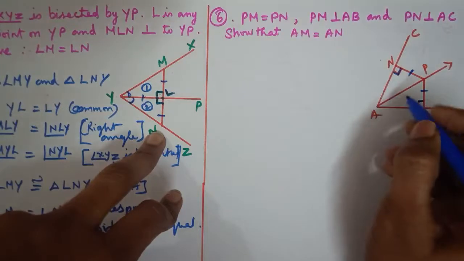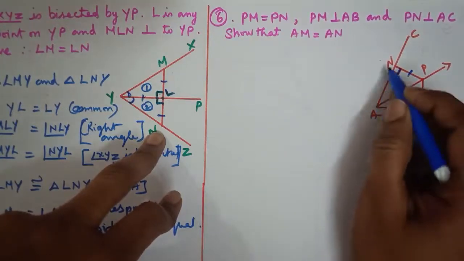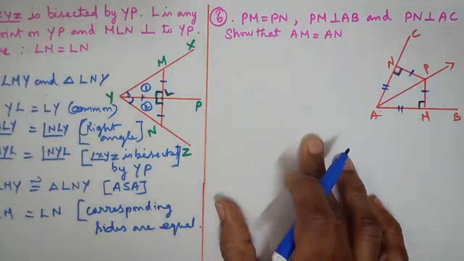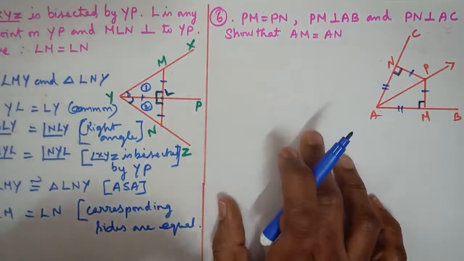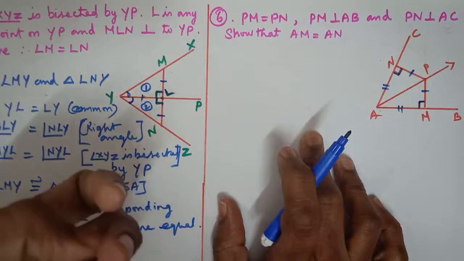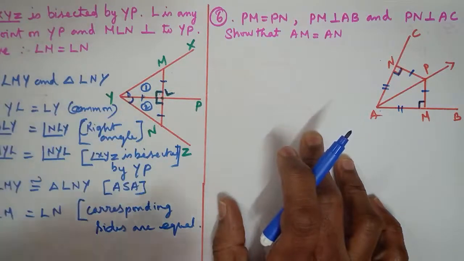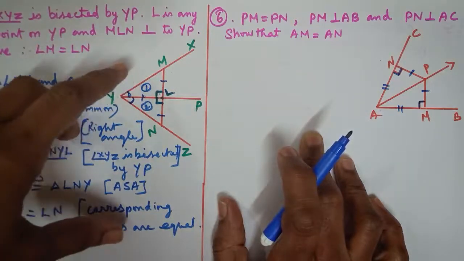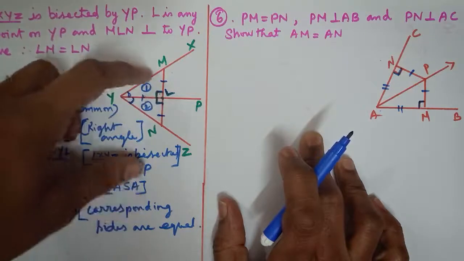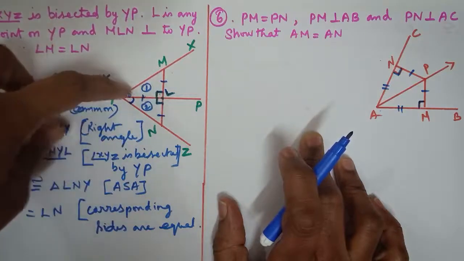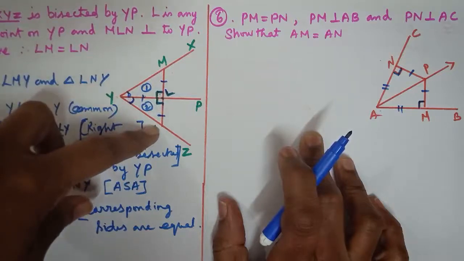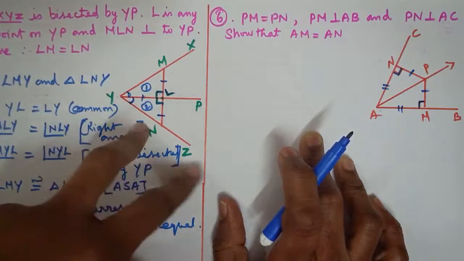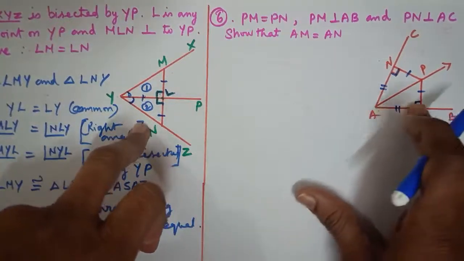Okay, show that AM is equal to AN. We have to prove AM is equal to AN. Students, listen. If a right angle triangle is there, we can easily apply the RHS rule. In this question also we can use it, but here we don't know, this is only a right angle. It may be changed, this side and this side may be changed. So for this question you have to do it like this only.